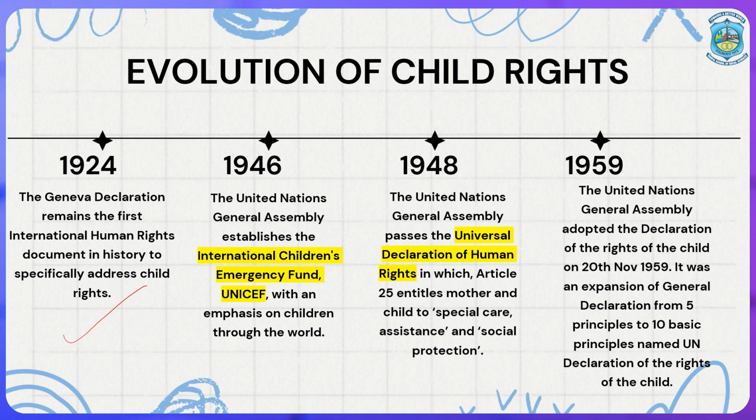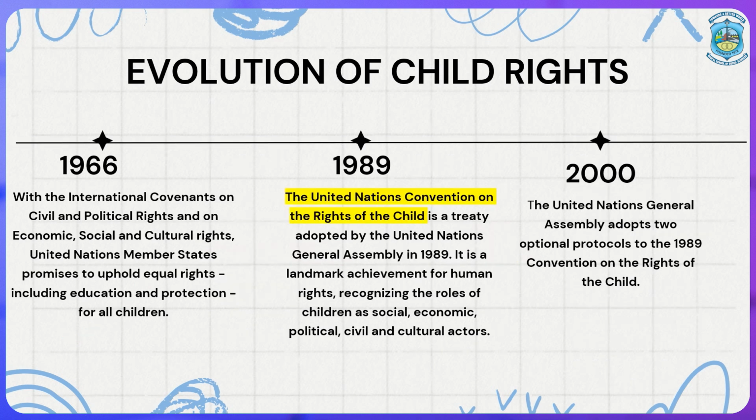child protection. In 1959, the United Nations General Assembly adopted the Declaration of the Rights of the Child on 20th November 1959. It was just an expansion of the General Declaration from 5 principles to 10 basic principles, named the UN Declaration of the Rights of the Child. The next date is 1966. With the international covenants on civil and political rights and on economic, social and cultural rights, United Nations member states promise to uphold equal rights, including education and protection, for all children.